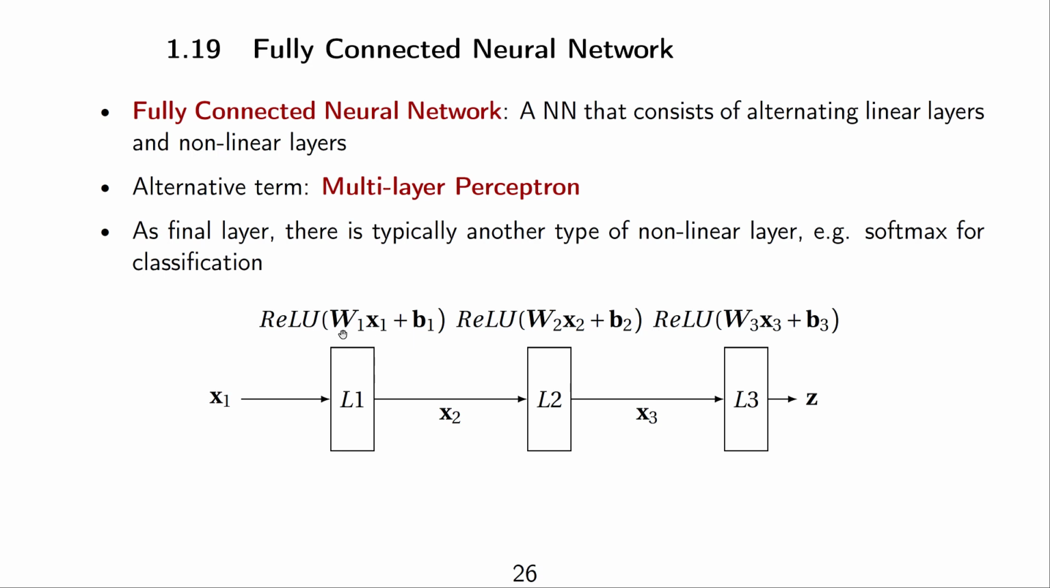All right, so now the parameters also have to have subscripts to distinguish between the parameters of this layer and this layer and this layer. So we have here W1 and B1 are the parameters of this layer. And then here W2 and B2 are the parameters of this layer. And W3 and B3 are parameters of this layer.